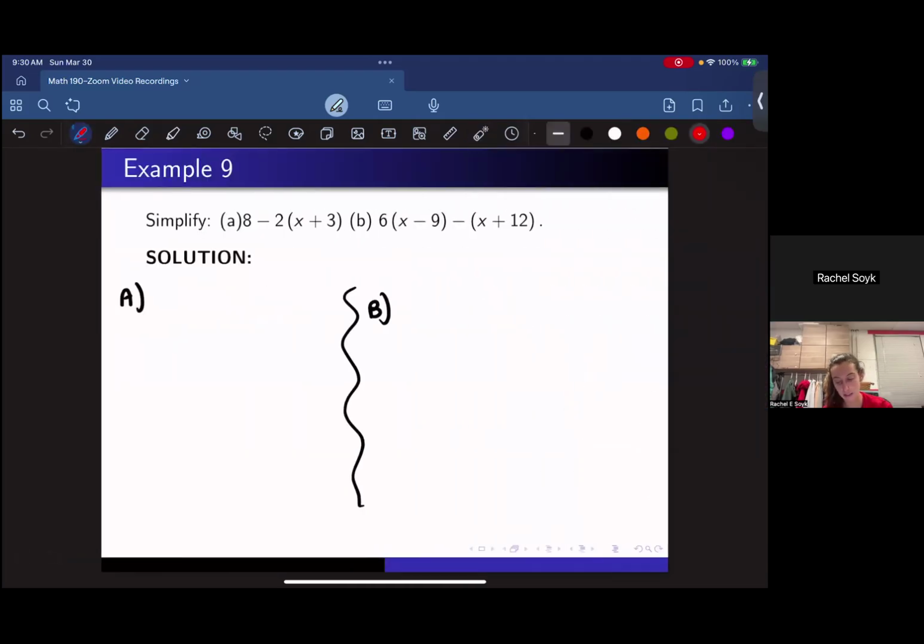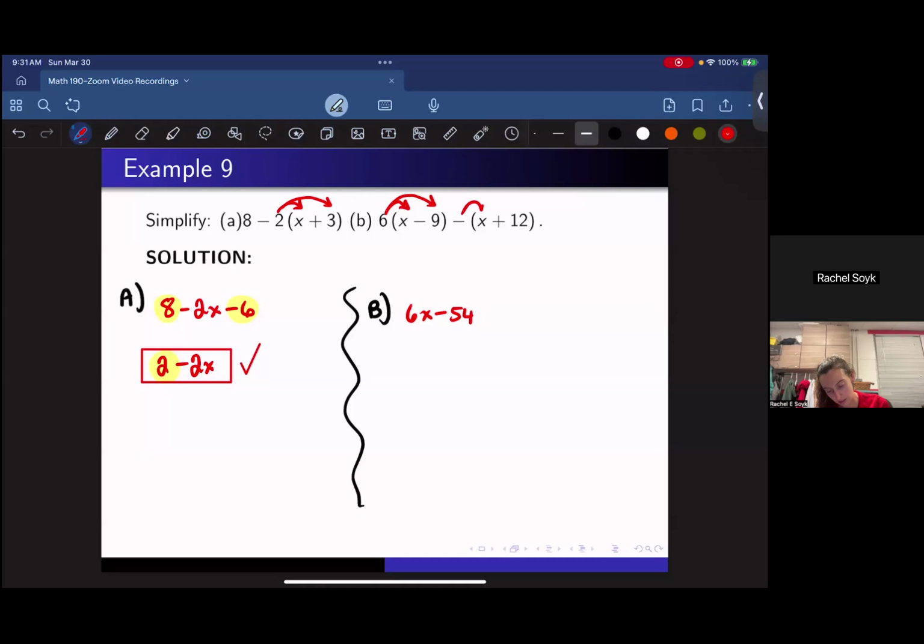Okay, so let's tackle example 9 together. Again, we have some distributive property. We have 8 minus 2x minus 6. Combine some like terms. And we're looking at 8 minus 6, which is 2, minus 2x. Second example, 6x minus 54 minus x minus 12. Combine some like terms. We have 6x minus x gives you 5x. And then you have minus 54 minus 12 gives you minus 66. And then we're done.